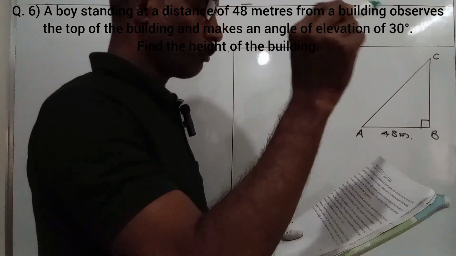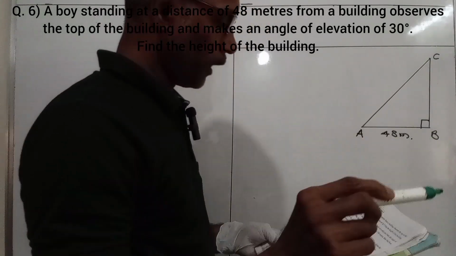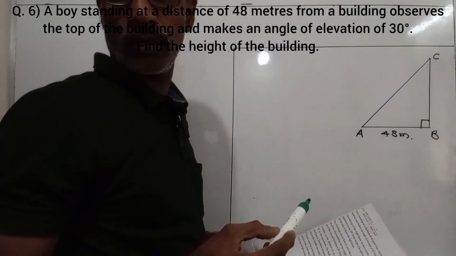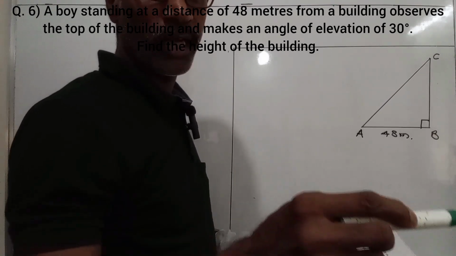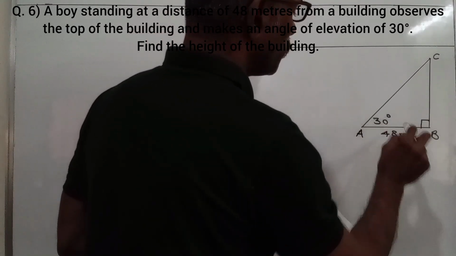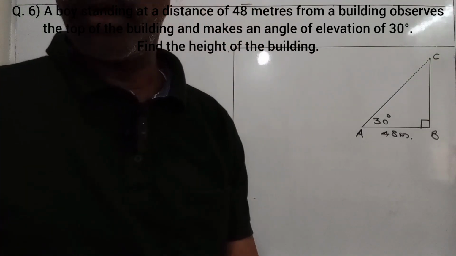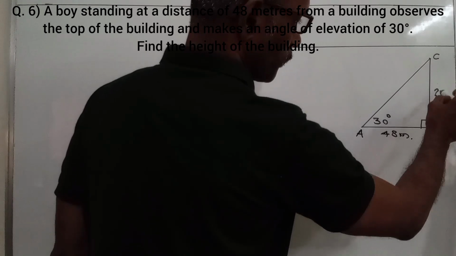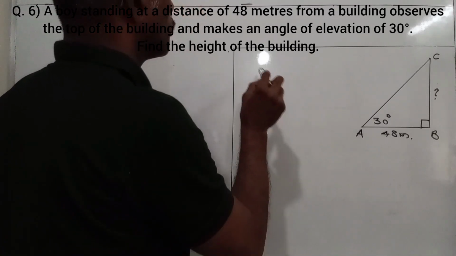He observes the top of the building. C is the top of the building, and he makes an angle of elevation. When we look at the top of anything, the angle formed is called the angle of elevation, and this angle of elevation is given as 30 degrees. Find the height of the building. Then we find this BC.